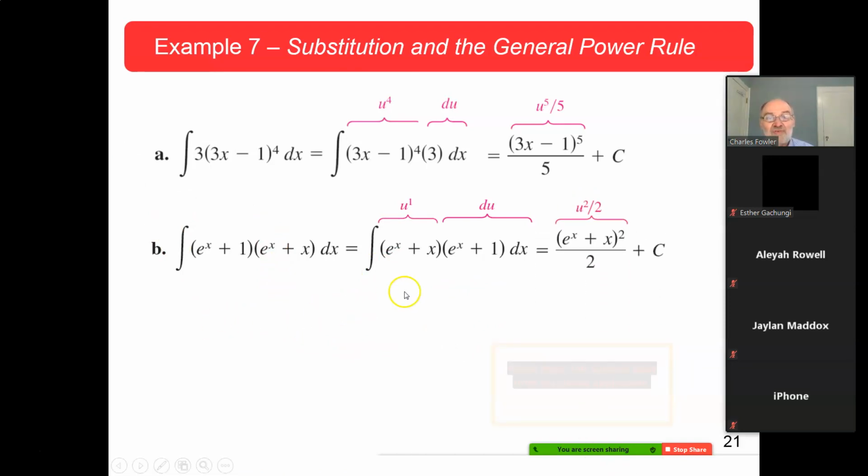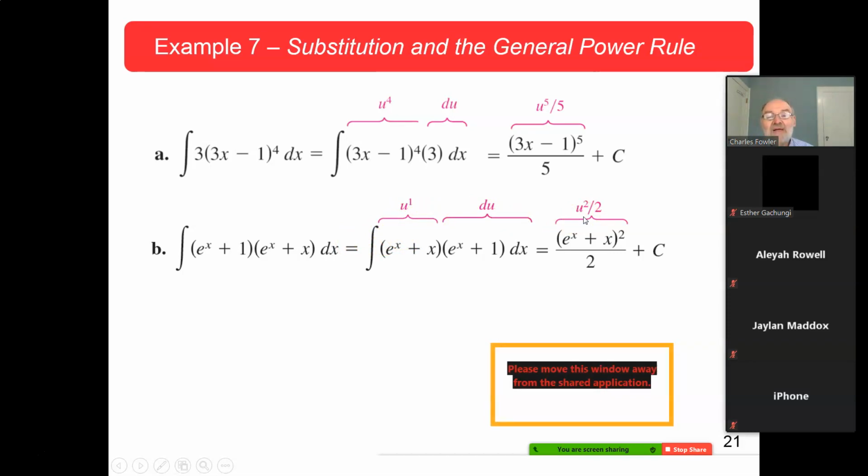Okay, so it's u to the first du. The integral of u du is u squared over 2. U was e to the x plus x. And that's what you got here, e to the x plus x squared divided by 2 plus c.